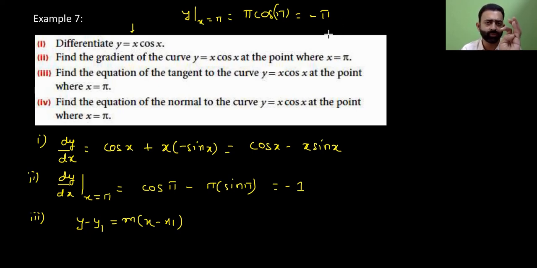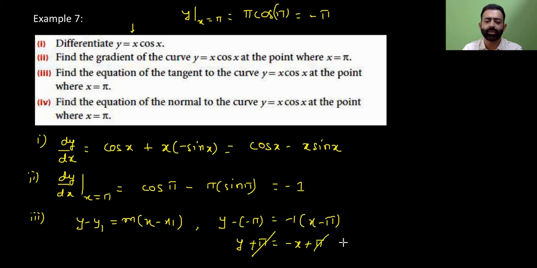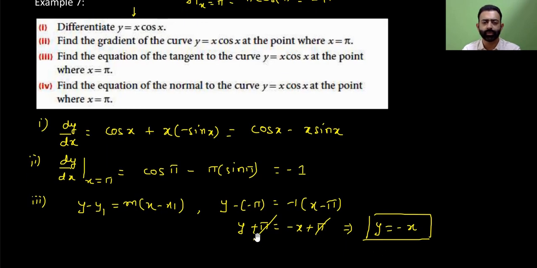You have a slope which is minus 1, the slope of the tangent. Easily you can find out the equation of tangent. Here it is y minus y1, which is minus pi, is equal to minus 1, the slope, times x minus x1, which is pi. So you have y plus pi is equal to minus x, again plus pi. These pi's get cancelled. Equation of tangent is y is equal to minus x. Okay, this is your third part.